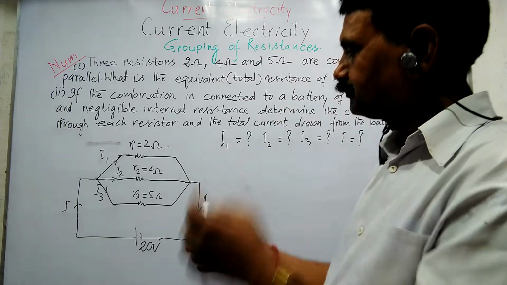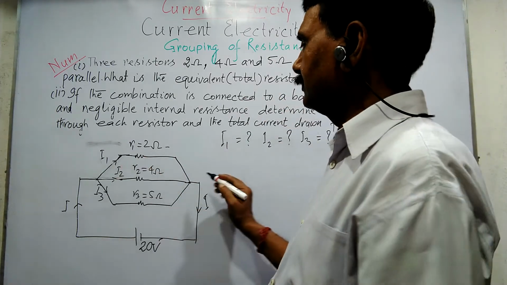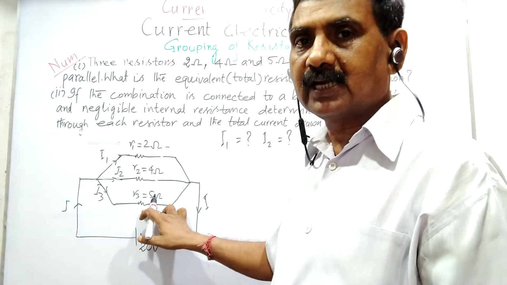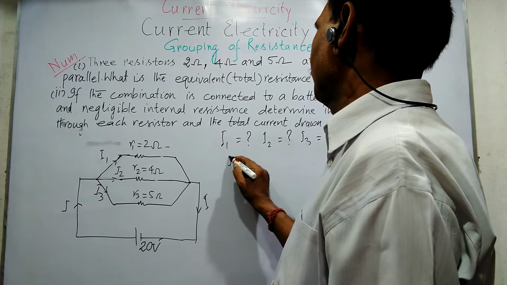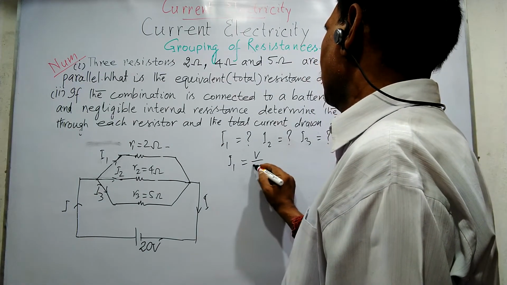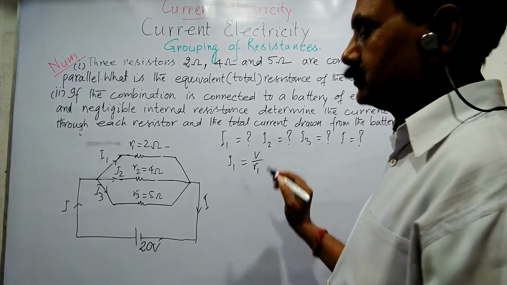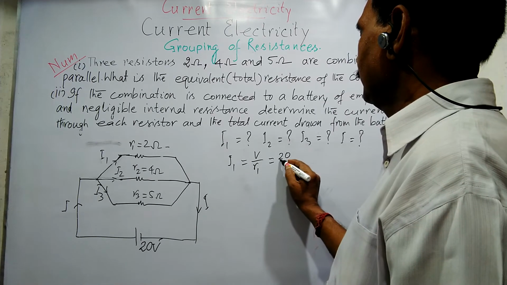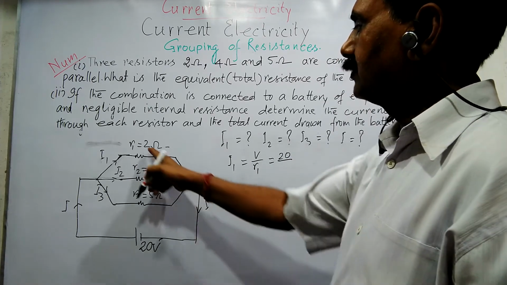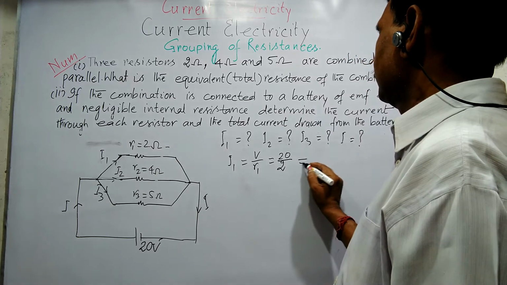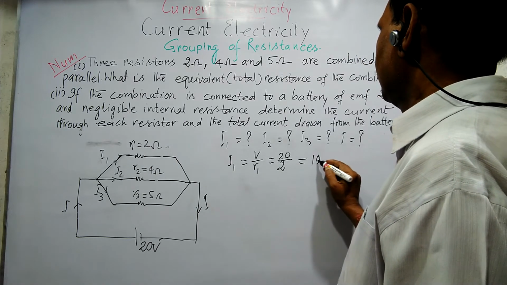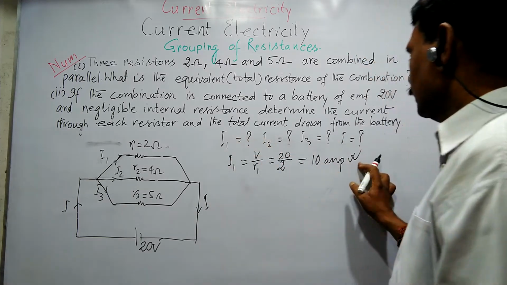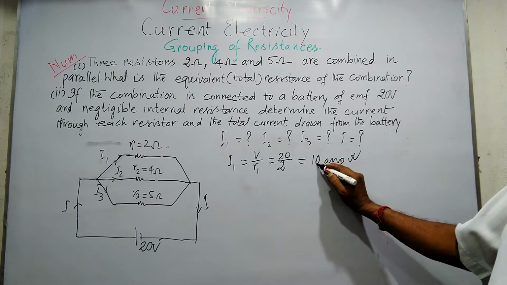Now let us take here, what we get. Potential drop across each is the same because this is connected in parallel. Then I1 will be V by R1. V is 20, so 20 by R1. R1 is 2, so 20 by 2 means 10 ampere. This is your first answer, 10 ampere.